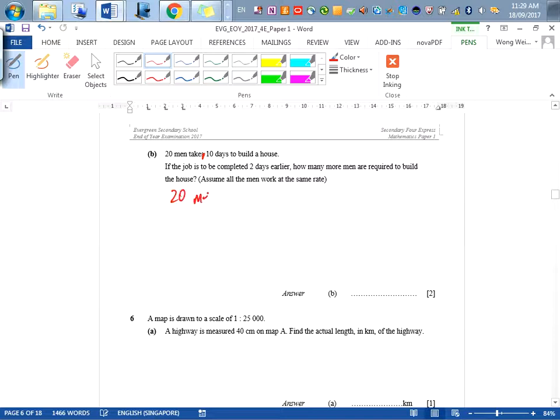So 20 men need 10 days. Built by 20 men in 10 days, so 1 day built by how many men? You don't have to go and memorize when to multiply or divide, when it is inversely proportional or proportional. We use logic. 10 days need 20 men, right? 1 day needs how many men? 200, definitely more.